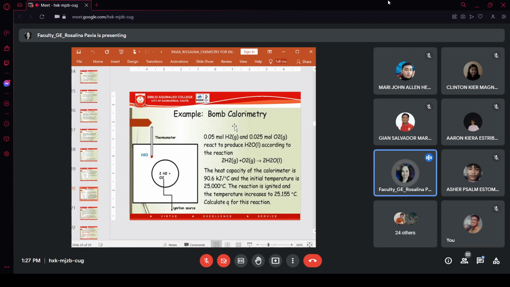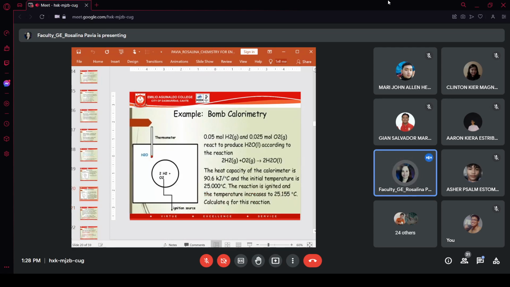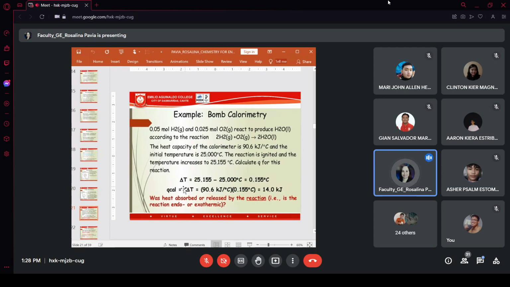We assume here, mag-assume tayo ng 1 gram mass of the substance. Now, we get the change in temperature from initial to final. So Tf minus Ti, 25.155 minus 25, is equal to 0.155 degrees Celsius. Nakita nyo, napakaliit yung difference in temperature, di ba? 0.155 lang. So, substitute mo na dito, the heat now is equal to C delta T, 90.6 which is the specific heat, times the change in temperature, you have 14.0 kilojoules.